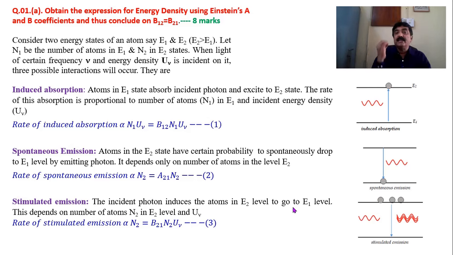For lasing action to happen there must be stimulated emission, and this stimulated emission is proportional to N2, that is number of atoms in the excited state, also depends on the energy. So I forgot to mention U gamma here. It also depends on the energy.